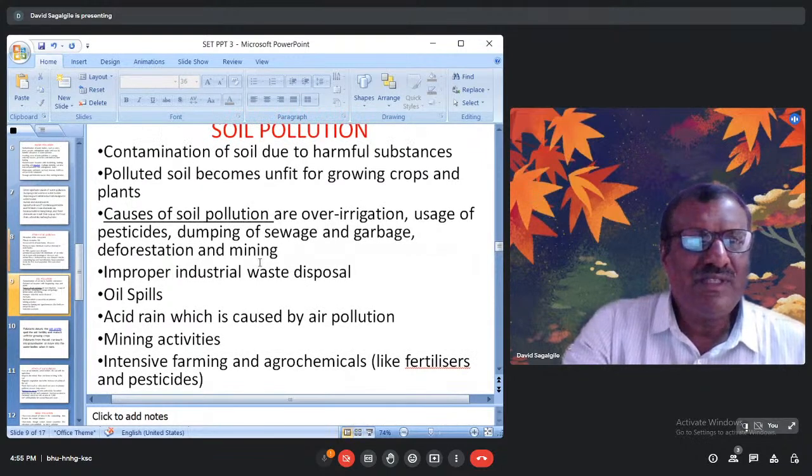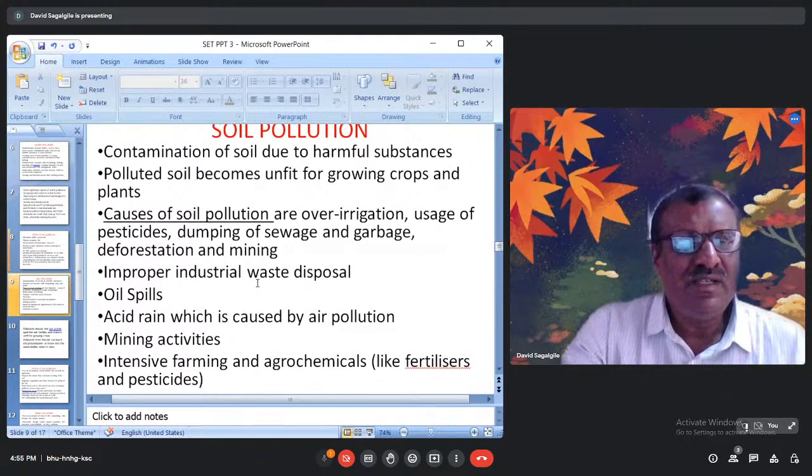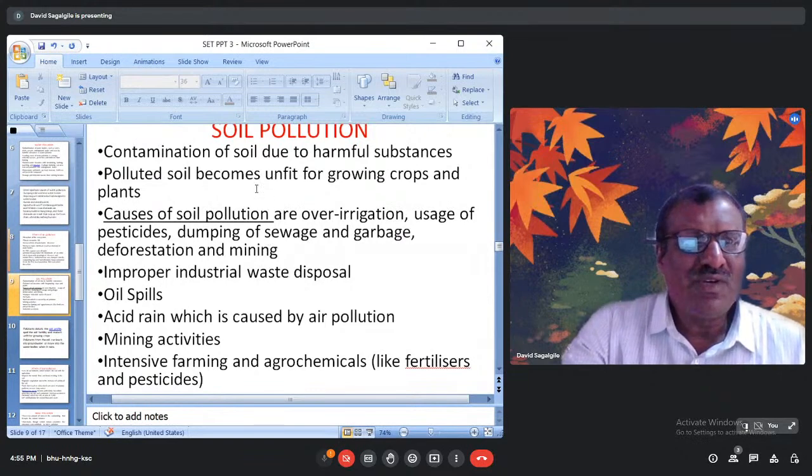Then we move on to the next one, that is soil pollution. Contamination of soil due to harmful substances. Polluted soil becomes unfit for growing crops and plants. So when the soil is contaminated by chemicals or by different elements, we see that it is good for nothing. You cannot grow crops and plants over there.